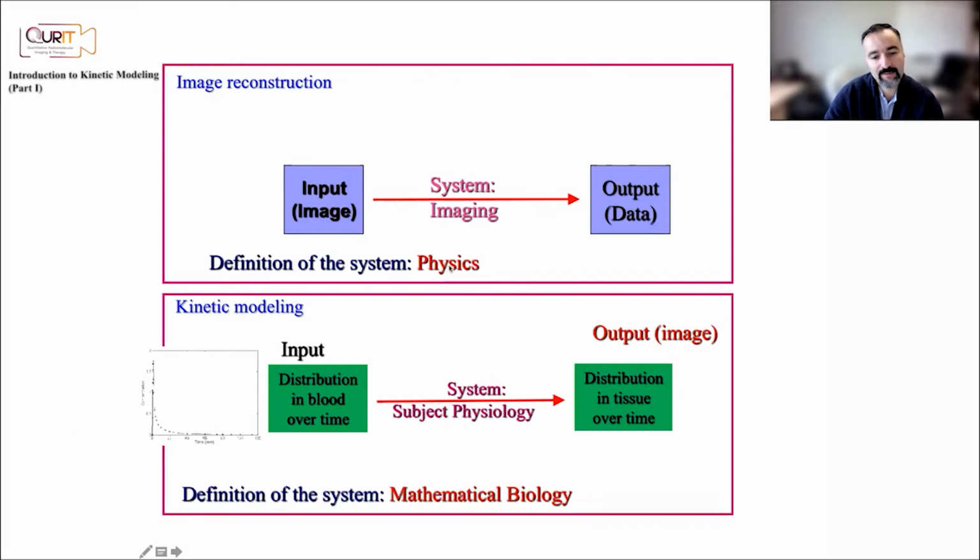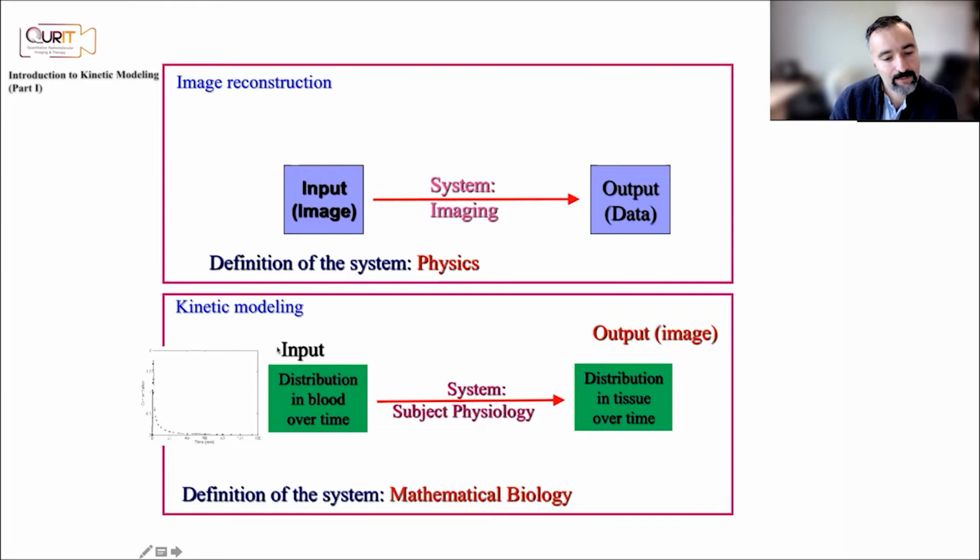So here the system is defined by physics, but there's a whole different reconstruction problem where the system's not the scanner, but it's the subject physiology, let's say the human body. So there's something that goes into the human body, and that is, for example, think of it as radiopharmaceutical distribution in the blood. So kind of like the input that goes into the body, and the output is how that radiopharmaceutical distributes in tissue over time. So we are measuring this. In fact, these are the dynamic images that we have reconstructed in this problem. So we have measured these now.